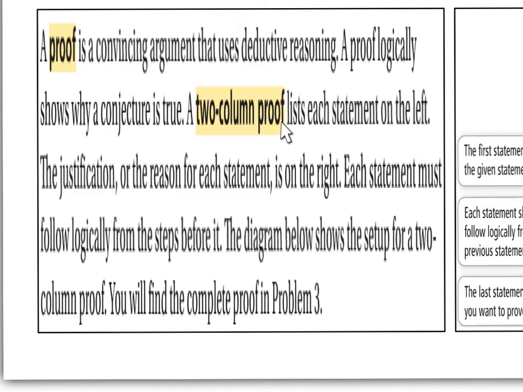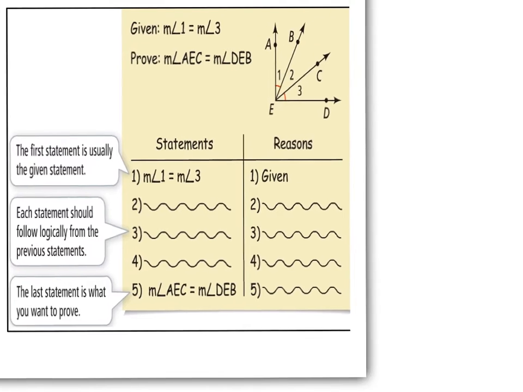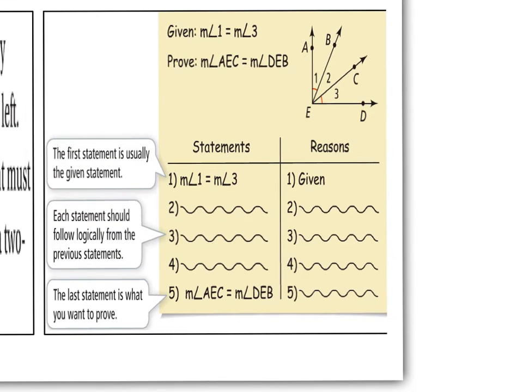A two-column proof lists each statement on the left. The justification or the reason for each statement is on the right. Each statement must follow logically from the steps before it. The diagram to the right here, and I'll move it over, shows you exactly what a proof is going to look like. So, this is what a two-column proof is going to look like. And you're going to eventually get to where you're going to be writing these.